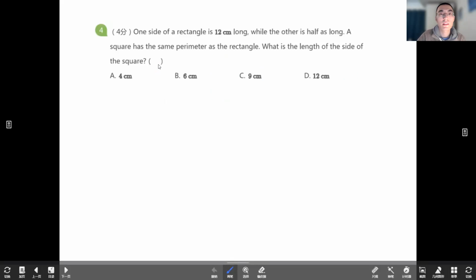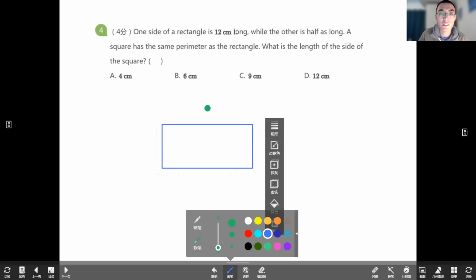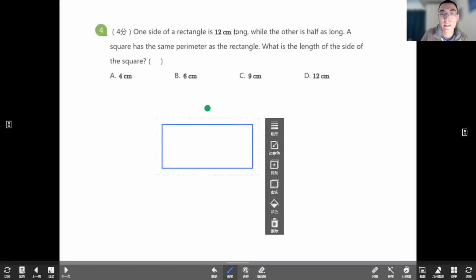Let's move on to question number 4. One side of a rectangle is 12 centimeters long, while the other is half as long. What does this tell us? Let's draw a rectangle first. So a rectangle is over here. According to the question, one side of the rectangle is 12 centimeters long, and the other is half as long.